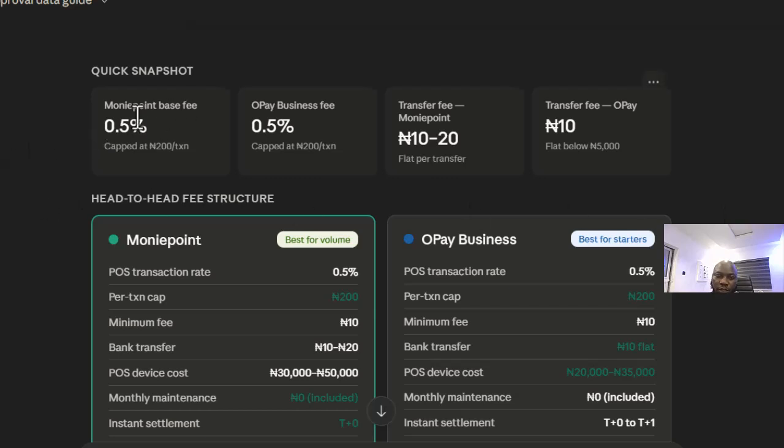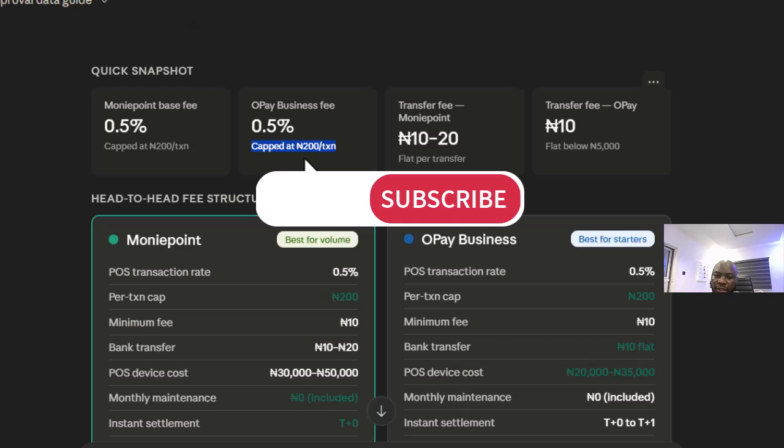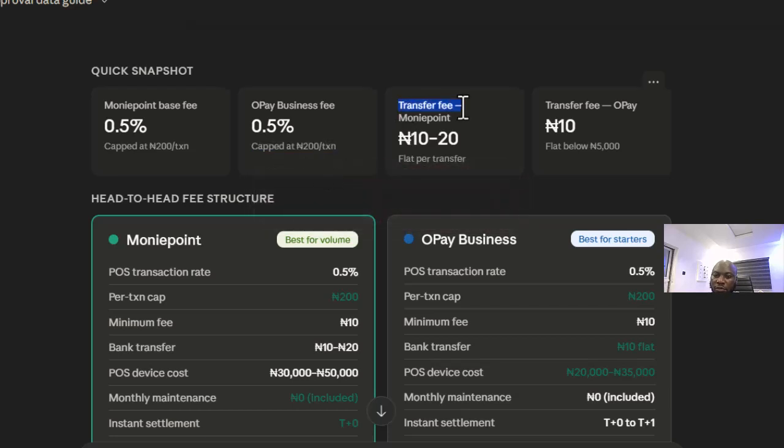So, Moniepoint's base fee is under 0.5%, and the same thing goes for OPay business, 0.5% for any transaction, capped at 200 naira. As you can see right here, it's capped at 200 naira, 0.5% per transaction. And you can see the transfer fee right here for Moniepoint, which is between 10 naira to 20 naira flat per transaction, and for OPay, it's 10 naira flat below 5,000 naira. So you can see the difference right there.